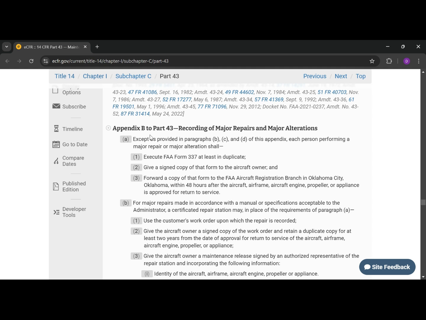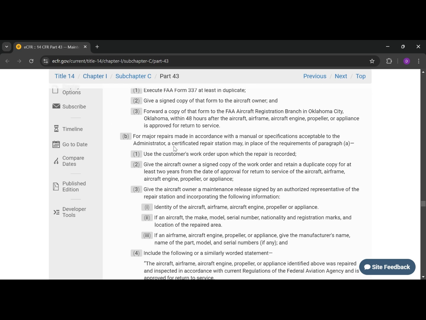All right, Appendix B to Part 43, recording of major repairs and major alterations. Except as provided in paragraphs B, C, and D of this appendix, each person performing a major repair or major alteration shall execute FAA Form 337 at least in duplicate, give a signed copy of that form to the aircraft owner, and forward a copy of that form to the FAA Aircraft Registration Branch in Oklahoma City, Oklahoma, within 48 hours after the aircraft, airframe, aircraft engine, propeller, or appliance is approved for return to service.